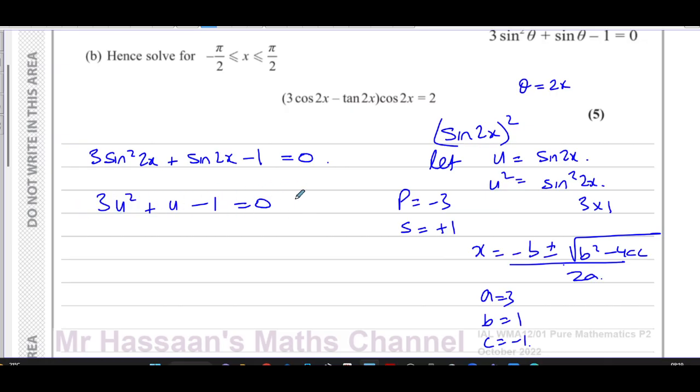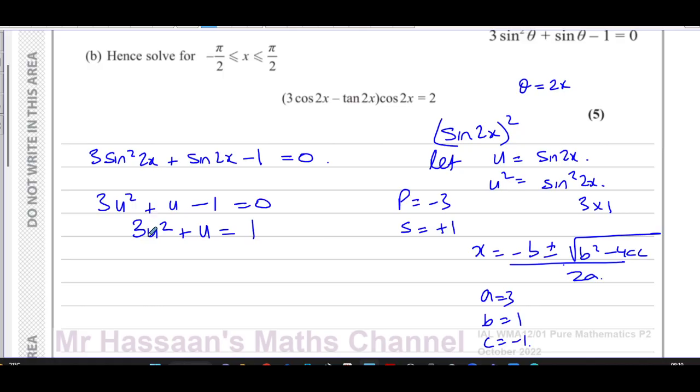To solve by completing the square, the way I like to do it is to first take the constant and get rid of it from the left side of the equation. So I'll add 1 to both sides to get rid of it. So I'll have 3u squared plus u equals 1. And then the second thing I like to do is get rid of the coefficient of the x squared in this term, the u squared term. I like to make it equal 1.